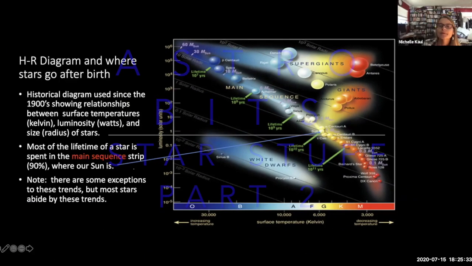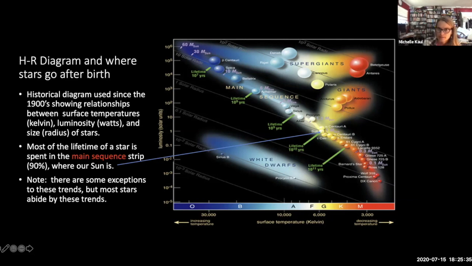So what happens is, as a star is born out of a nebula, we need a cold molecular gas cloud to actually make the star. Then it becomes a protostar, then a T-Tauri star, and then its regular fusion process puts it on this main sequence strip where it spends 90% of its lifetime. So a star like our sun spends 90% of its life here.